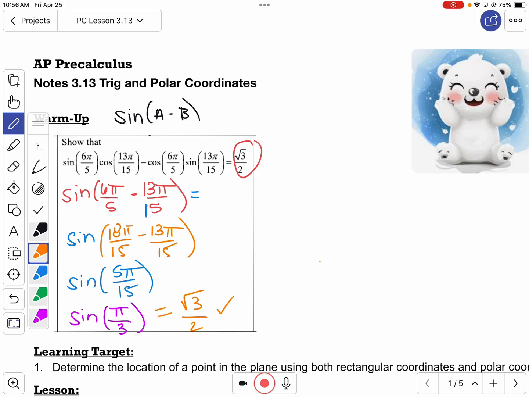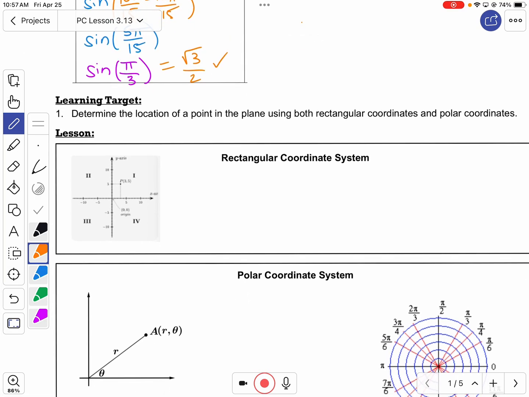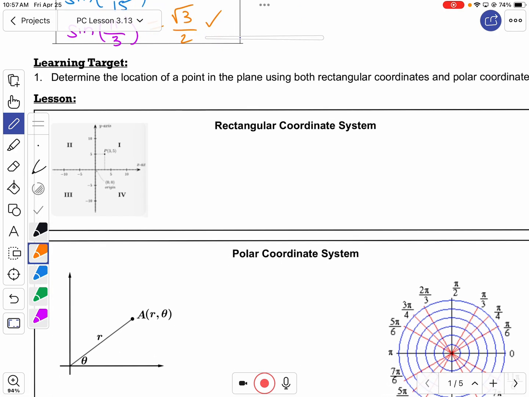Okay, so all we want to do right now is talk about locating a point in both the rectangular coordinates and the polar coordinates and how it's different. If you look down there, you can see the polar coordinate system, it's a circle. We're going to graph on a circle, which is really bizarre. But let's start with what we know. We know rectangular coordinates. You've been graphing points for I don't know how long.